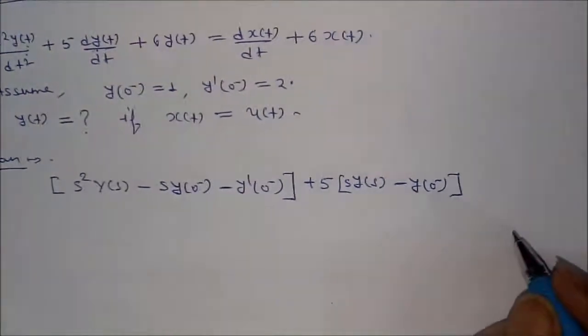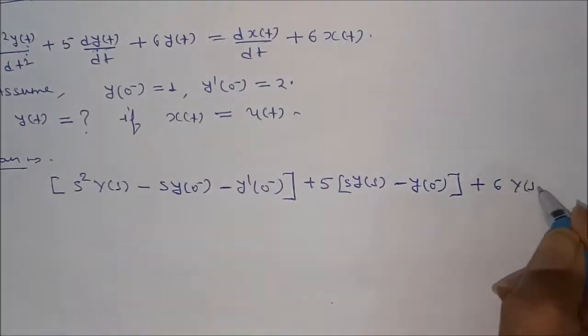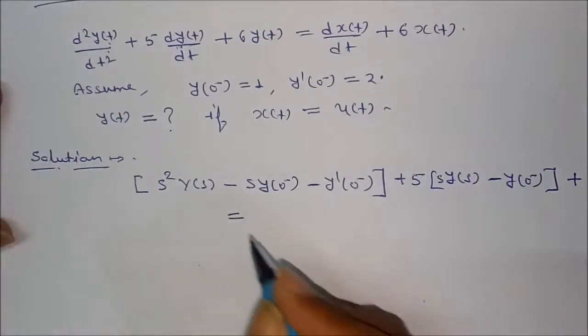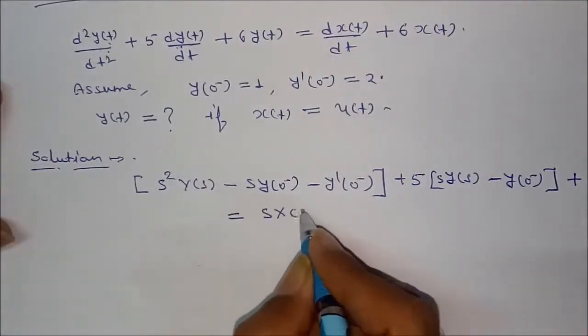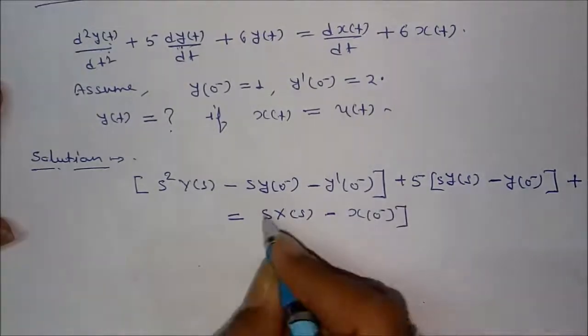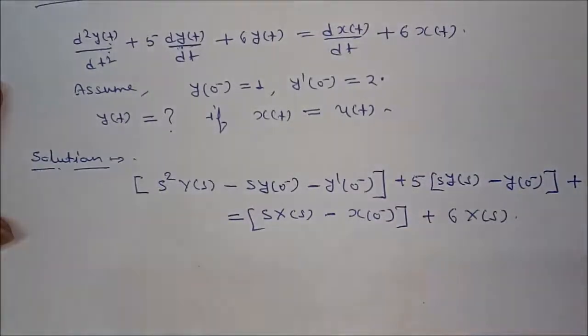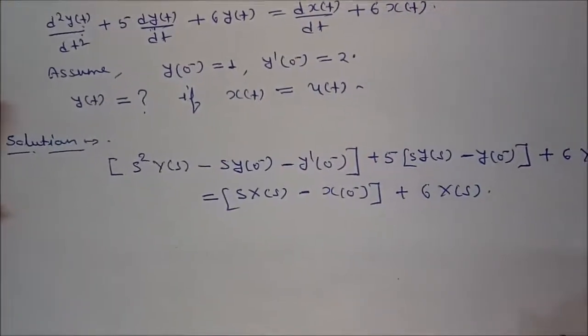Next one is what? This is s square Y(s) plus 5s Y(s) plus 6 Y(s) is equal to s square X(s) minus s x(0-) minus x'(0-), and finally plus 6 X(s). This is the Laplace transform of the signal.